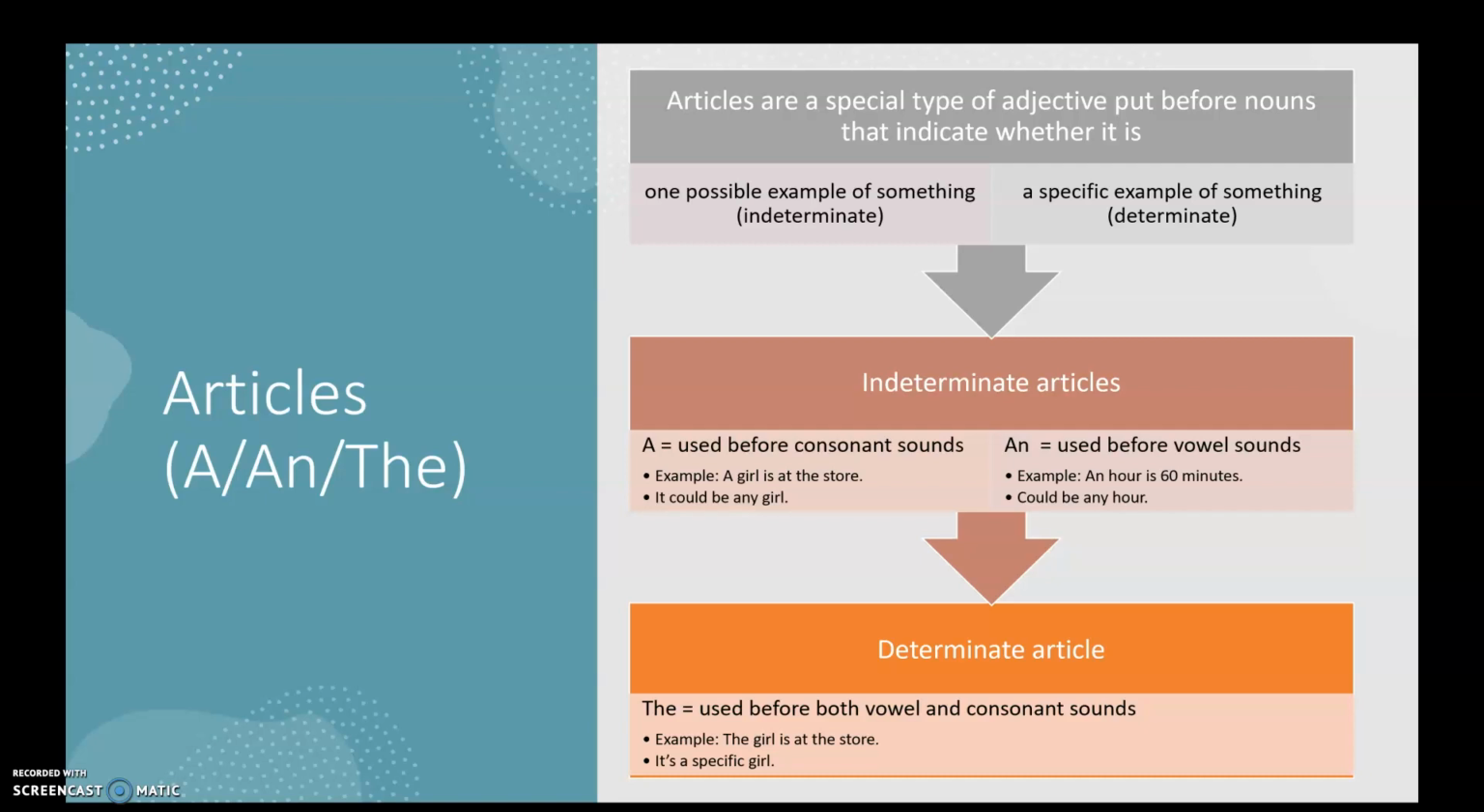So the determinate article, there's only one in English. It's the word the. The girl is at the store. You're talking about a specific girl. And why am I talking about articles with nouns when they're actually adjectives? Well, because we only use them with nouns. And they go with the noun. They pair with the noun. So it's easier to talk about this here than to talk about adjectives, which is a whole other big pile of things.